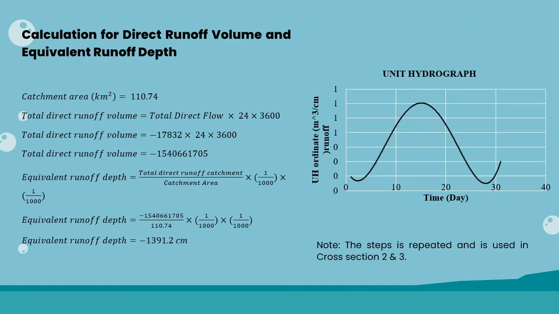Calculation for direct runoff volume and equivalent runoff depths. Catchment area equals 110.74 km squared. Total direct runoff volume is total direct flow times 24 times 3600, and we will get negative 154.0661705. Equivalent runoff depth equals total direct runoff volume over catchment area times 1 over 1000 times 1 over 1000, and we will get the equivalent runoff depth is negative 1391.2 cm. The unit hydrograph is as shown.